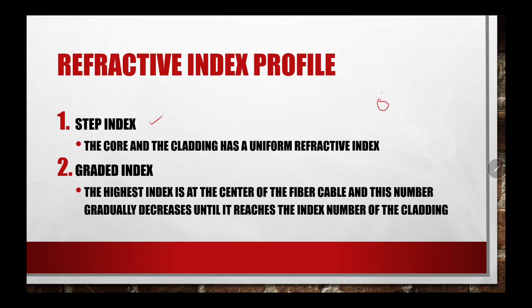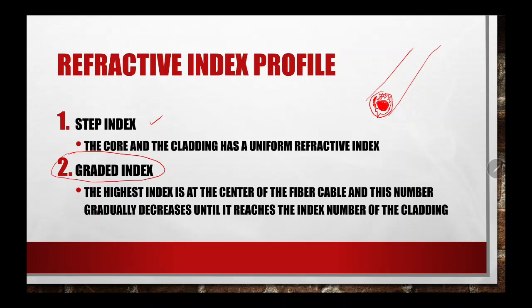Kung halimbawa, ito yung core, ito yung cross-section ng core, ito yung cross-section ng cladding, yan, isang cable yan. Itong buong core na to, kahit saang point ka dyan, kahit saang point mo tingnan, isa lang yung value ng refractive index. Ibig sabihin, meron siyang uniform refractive index. Ganun din sa cladding. Kahit saang point mo tingnan dyan sa buong cladding, isa lang yung value ng refractive index. Pero pag ang pag-uusapan natin is graded index, yung refractive index hindi uniform.